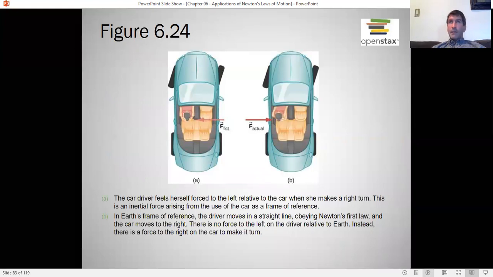And again, centripetal force makes it feel like you're being pushed to the outside. The actual force is the car is pushing you toward the inside. You feel like you're being pushed to the outside because you're pushed up against the car. That action-reaction effect.